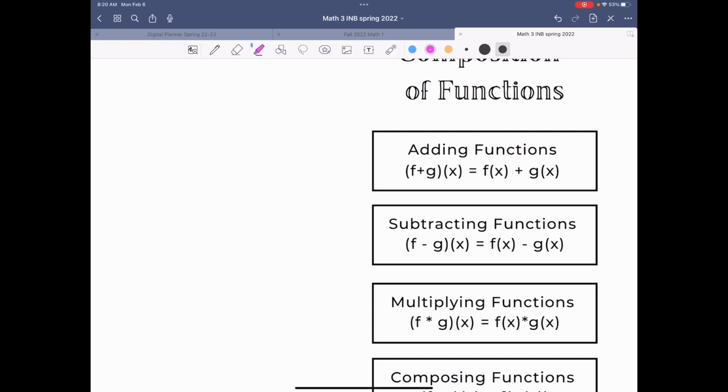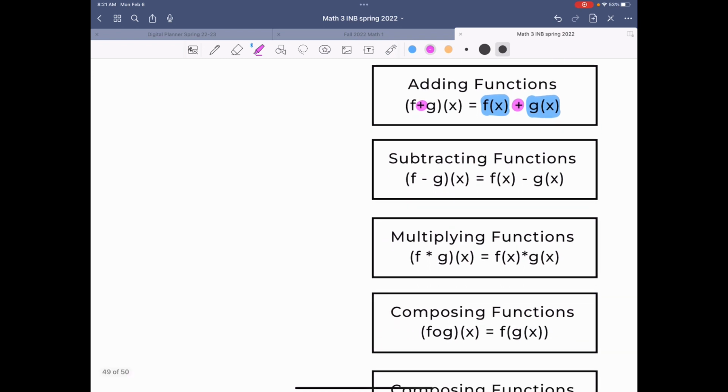So if I say f of x, that's the name of a function. Technically, it means y, it means the output, but it gives it a name so that you know which function I'm asking you to deal with. For this one right here, it says f plus g. That basically means that you're going to take the f function and the g function separately and you're going to add them together.